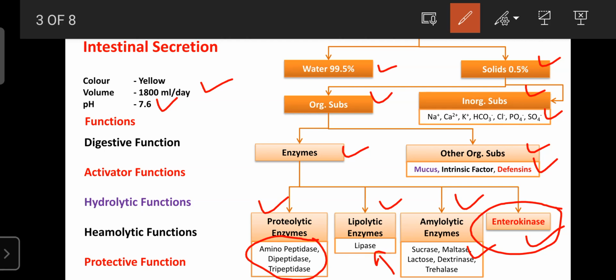Regarding the functions, the physiology of the small intestine and the succus entericus, or intestinal secretion, is involved in the digestive function because it consists of proteolytic enzyme, lipolytic enzyme, and amylolytic enzyme. So it is involved in the digestion of proteins, lipids, and carbohydrates. All types of proteins are digested into amino acids, all types of lipids are digested by lipase and converted to triglyceride or free fatty acids, and all types of carbohydrates, that is polysaccharides, are digested and converted into monosaccharides like glucose, fructose, as well as galactose.